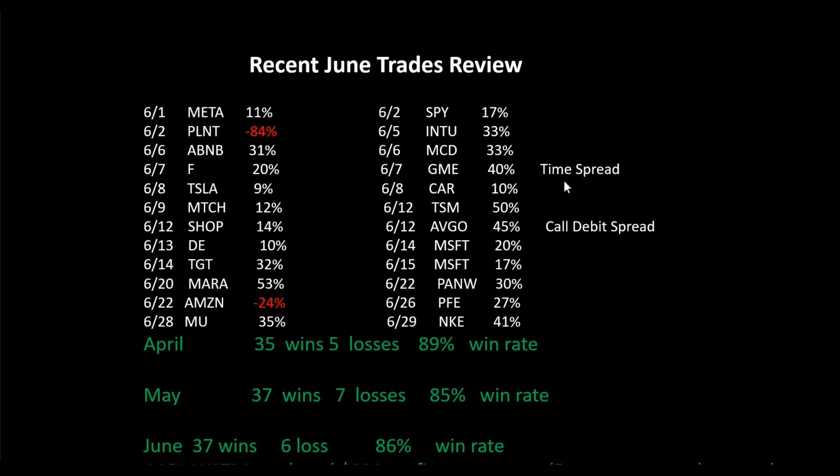This is a time spread that I mentioned that we do, 40% in GME, 45% in Broadcom, AVGO. So these are a fairly good cross section of the trades that we took and how much we made in those trades. So you can see we're not taking 5, 6 trades a day. We might take 3 on a very busy day. Some days we don't take any because we're only taking the very highest probability trade setups that we can find. If we can't find a high probability trade setup, we're not going to take a trade.